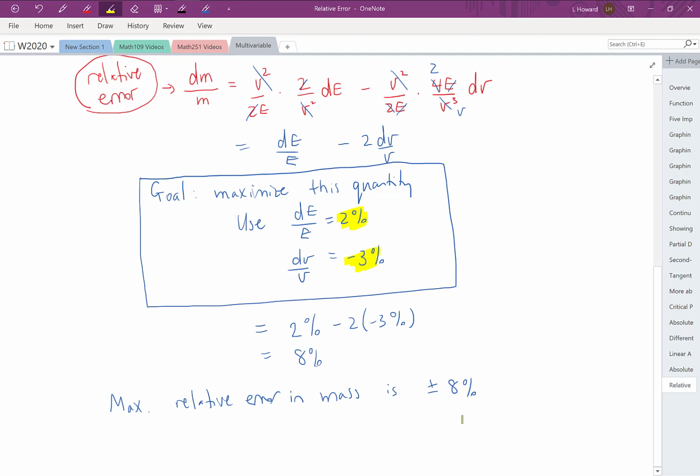So that's an example of how we can use differentials to calculate relative error.